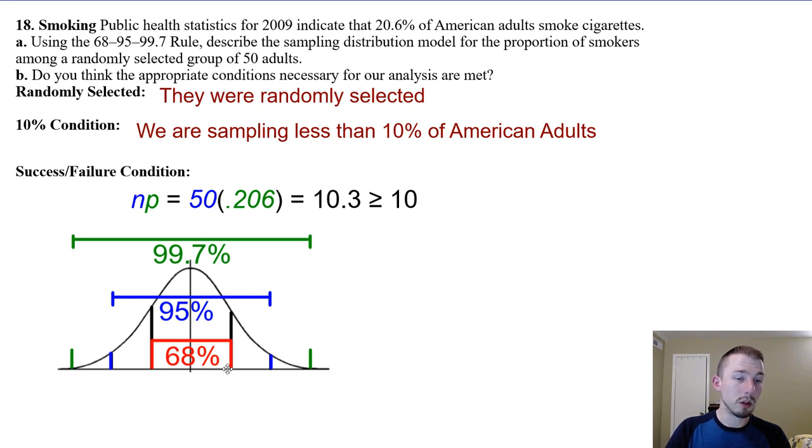Use the empirical rule. So this is the empirical rule. 68% of all samples we would expect to be within 1 standard deviation. 95% of samples we would expect to be within 2 standard deviations. 99.7% of all samples we would expect to be within 3 standard deviations. So you'll have to fill in the mean and the standard deviation using what we've learned today, but that's essentially what I want to see if they want you to describe it using the empirical rule.